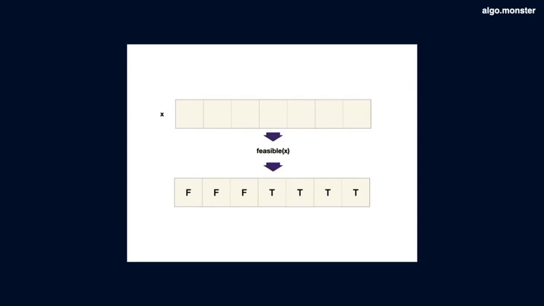If we plot the values of f(x) over a range, it might look like this. Once the function turns true, it stays true. That's what makes it monotonic. It only transitions once and in one direction.